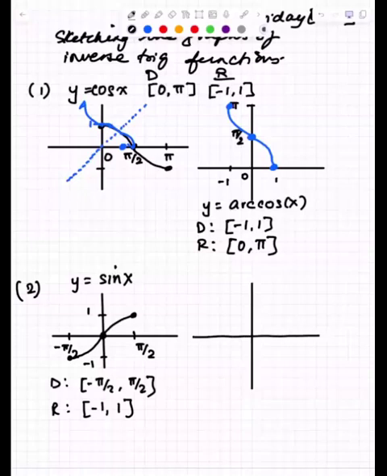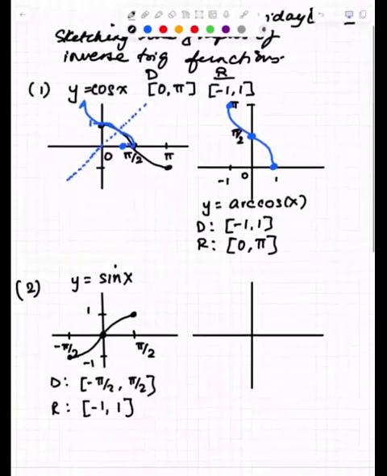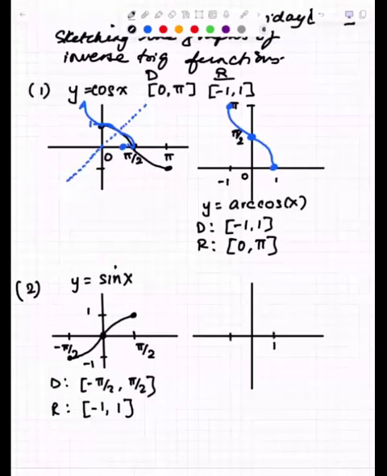Sketch the inverse, where the x is now going from -1 to 1, and the y is going from -pi over 2 to pi over 2. Okay, and let's reverse these points. So pi over 2, comma 1 will become 1, comma pi over 2. 0, 0 stays 0, 0. And -pi over 2, comma -1 will become -1, comma -pi over 2.